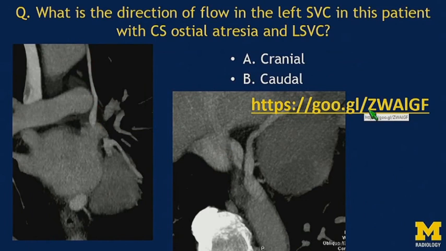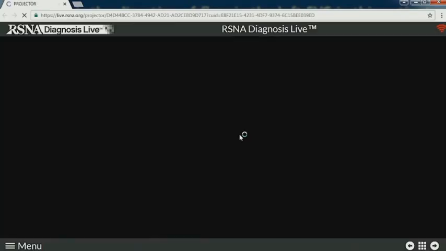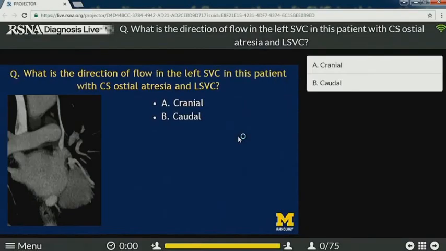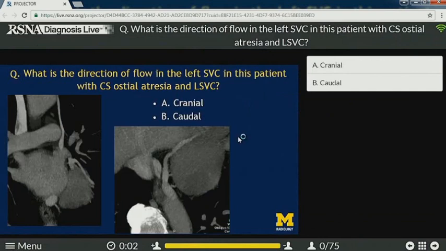So let us see. What do you think is the direction of flow in the left SVC in this patient who has a coronary sinus ostial atresia, who has a left SVC coming into the coronary sinus? You also notice how small this caliber is. So let's see what everybody thinks. Think how this coronary venous blood might be draining, because it's really not draining into the coronary sinus.